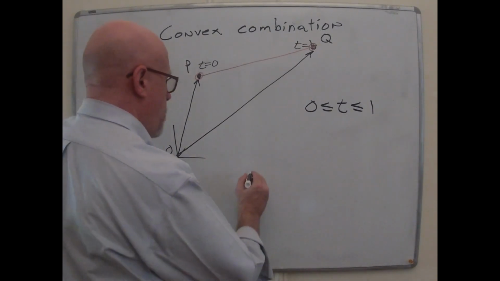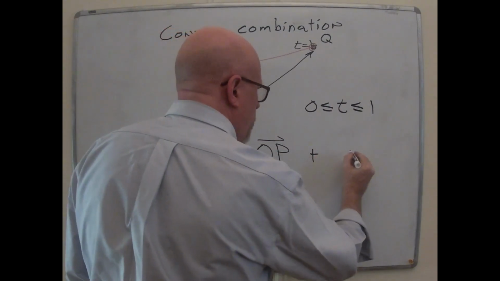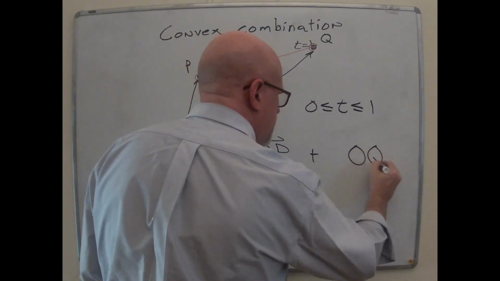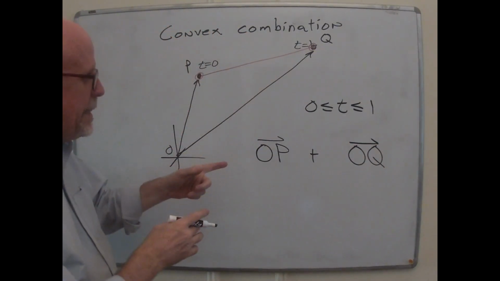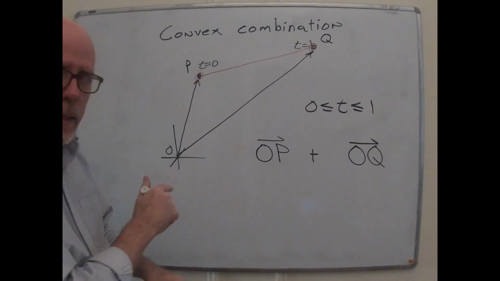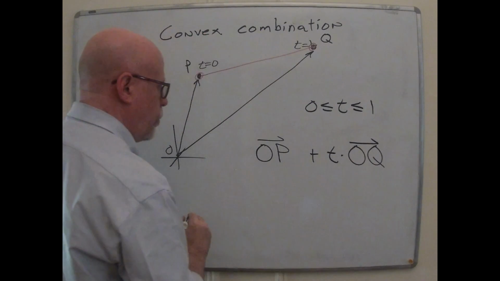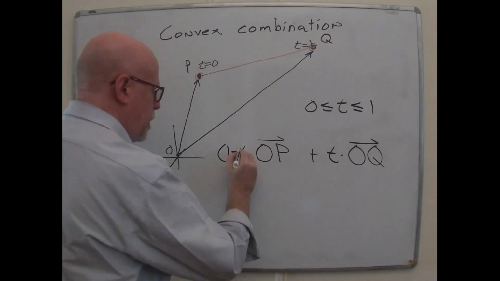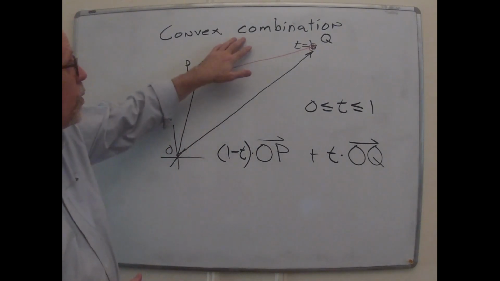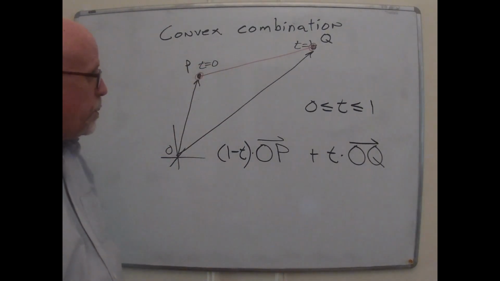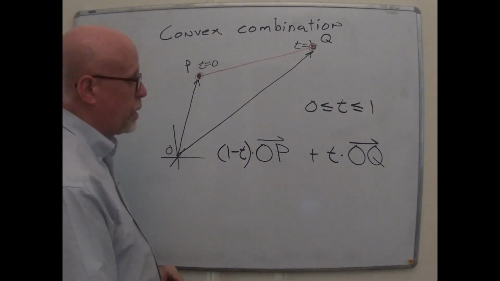You think about these two vectors, OP and OQ, and you want to add them in such a way that one of them gets t and the other gets 1 minus t as its multiplier. So I'm going to put t on the second one and 1 minus t on the first one. And that trick is what works over and over again when people are talking about making convex combinations: a parameter and 1 minus that parameter.